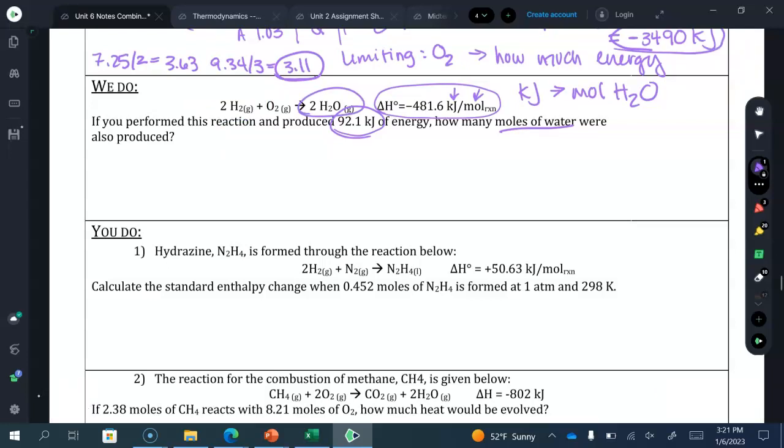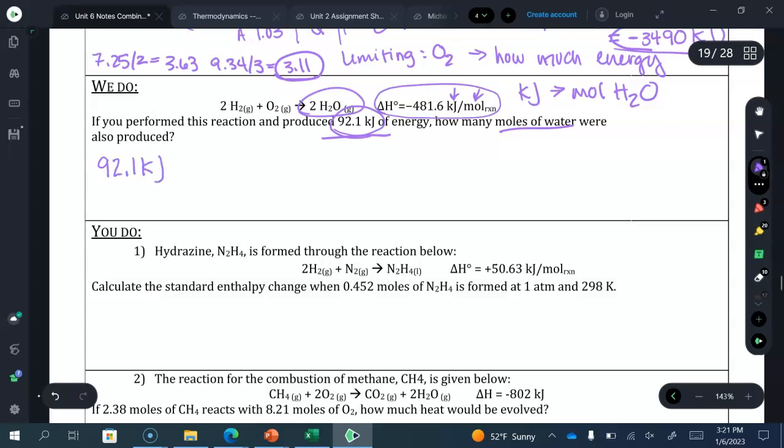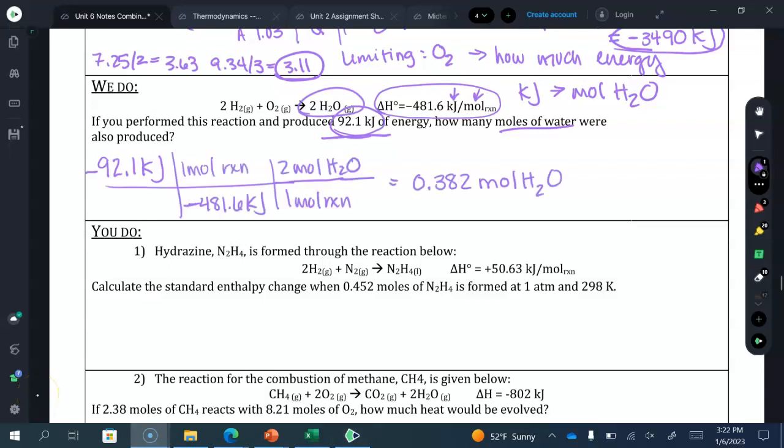So I want you to pause the video and perform this conversion starting with this one. So that's your given. And you're going to change that into moles of H2O using the reaction and the delta H value. Please pause the video now. Okay, so you should have gotten 0.382 moles of H2O.